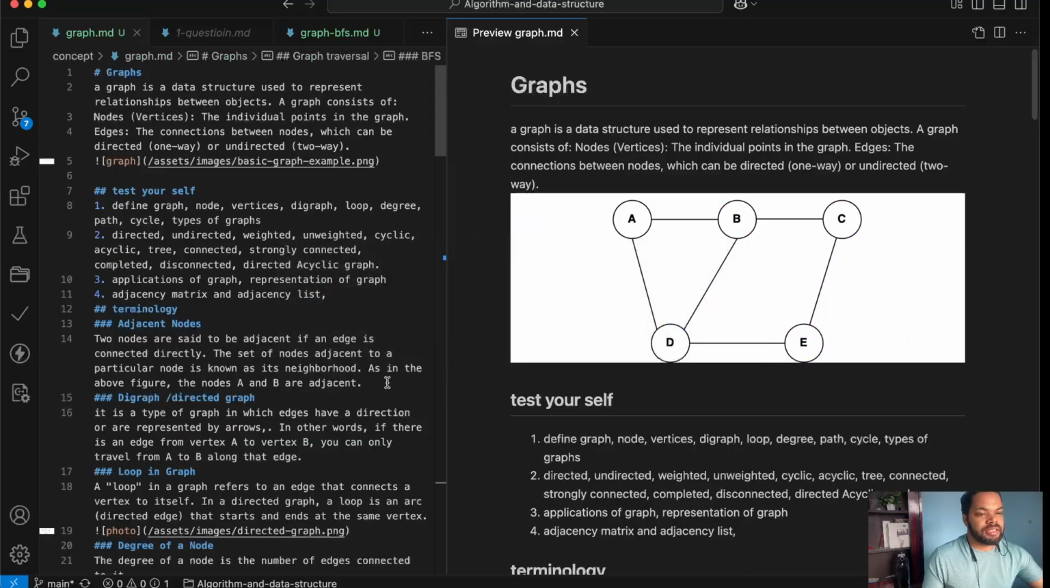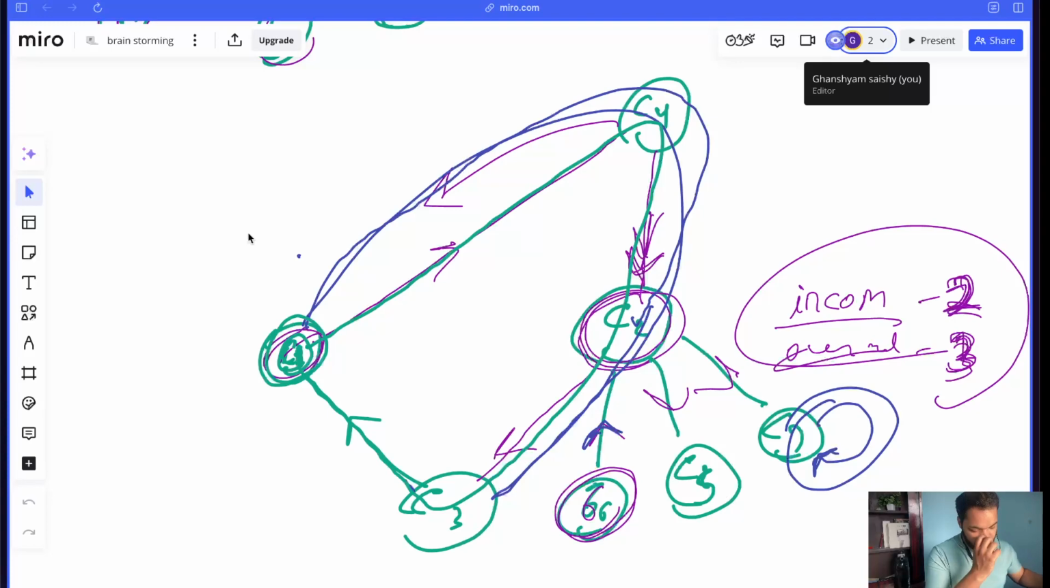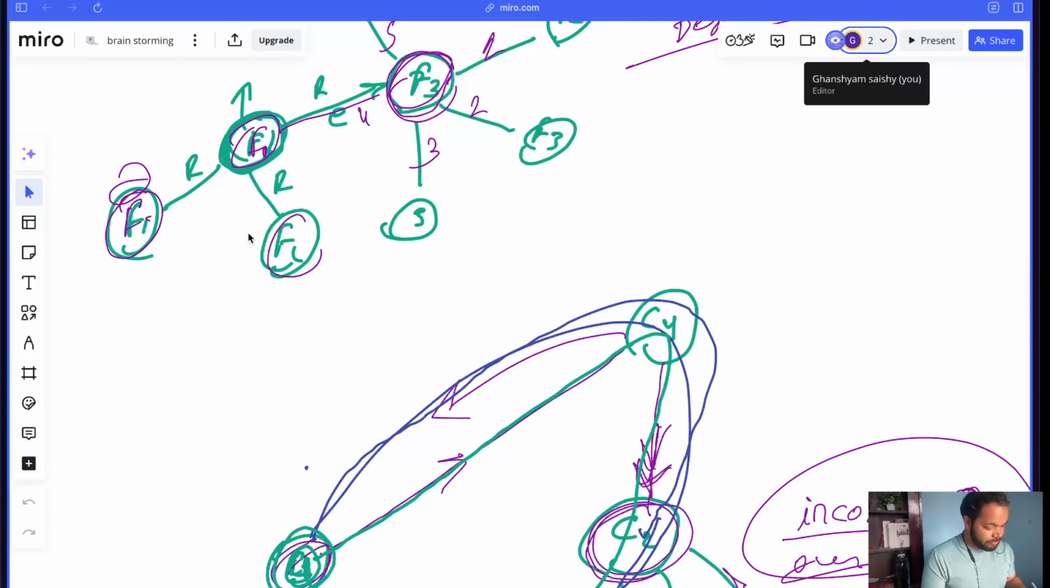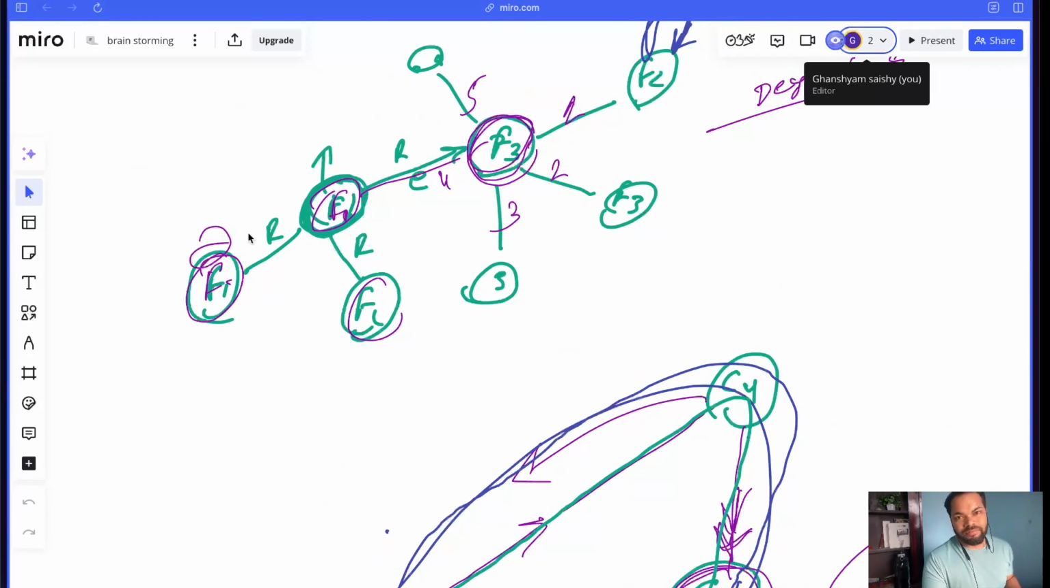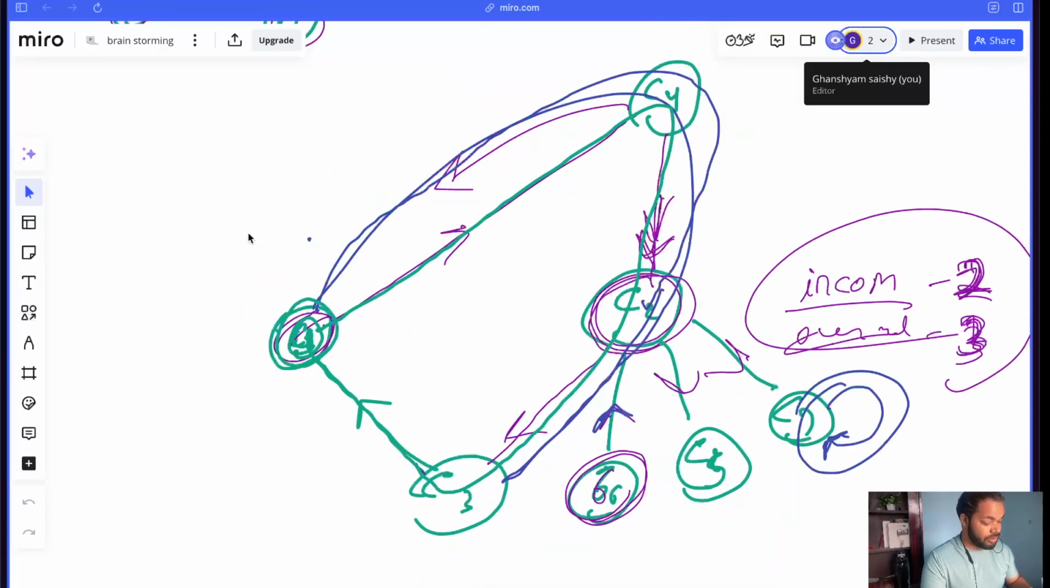Okay, let's see the next thing. What is upcoming? Types of graph. We already discussed there are two types: digraph, directed graph, and undirected graph. We already talked about direction or indirection. Then cyclic and acyclic. Cyclic we already talked about. If a graph has at least one cycle, then it is a cyclic graph. If it doesn't have any cycles, then it is an acyclic graph.